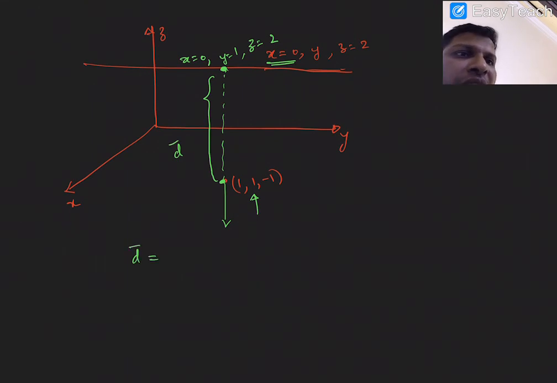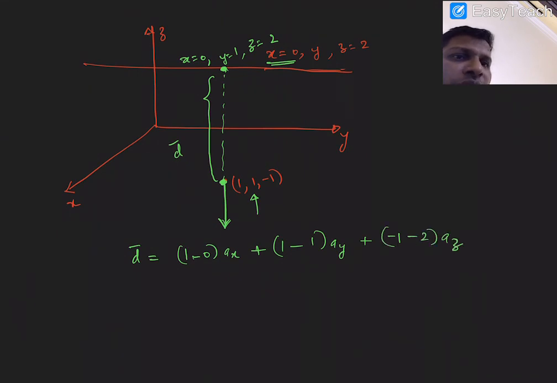So d is given as, you can see this is my final point because I am considering the electric field in this direction. So my distance vector d is given as, my final point is (1 minus 0) into ax plus (1 minus 1) into ay plus (minus 1 minus 2) into az. So my distance vector is ax minus 3 az.